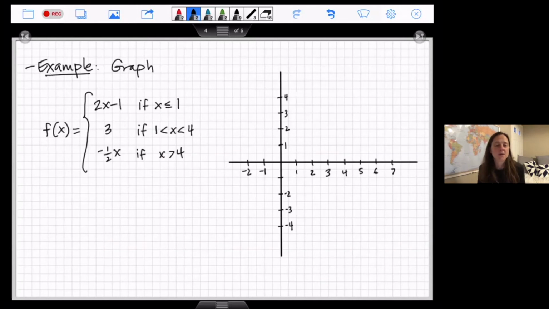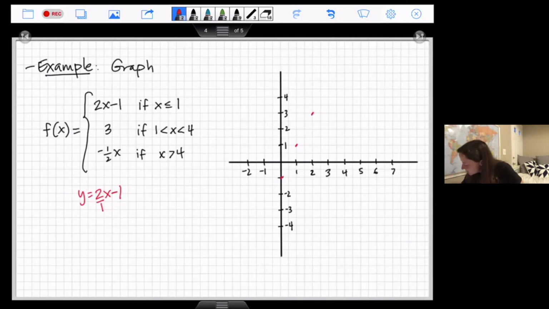We've got 2x minus 1, 3, and -1/2 x. So we're going to graph all three of these lines like they're not in a piecewise function, and then we'll kind of chop them up. Okay, so I'm going to start off with the first one, y equals 2x minus 1. That's a line with a y-intercept of -1. So I'm going to come down to -1. And then the slope is 2, 2 over 1. I'm going to go up 2 and to the right 1, up 2 and to the right 1, up 2 and to the right 1.